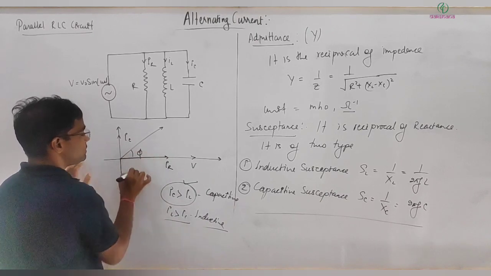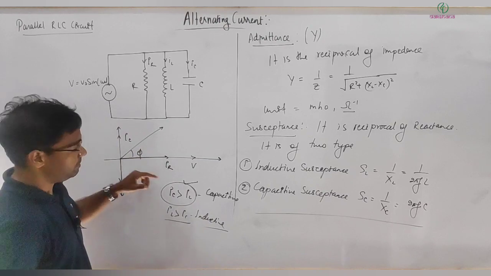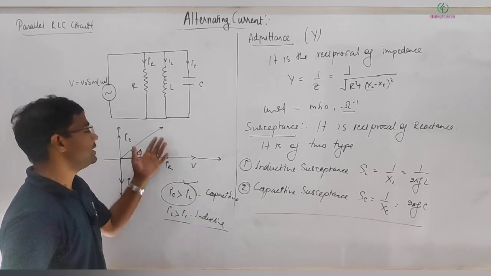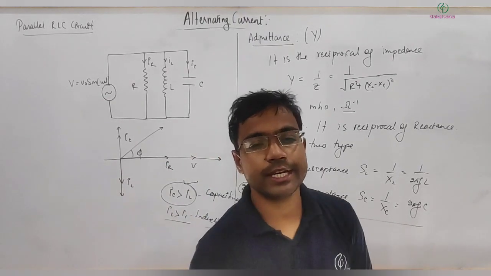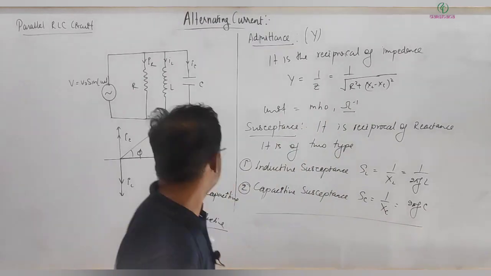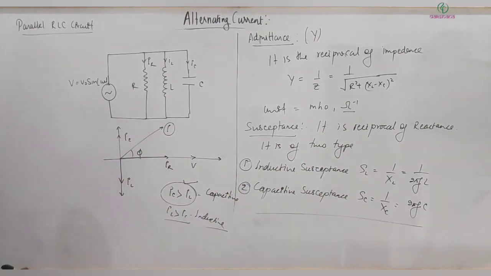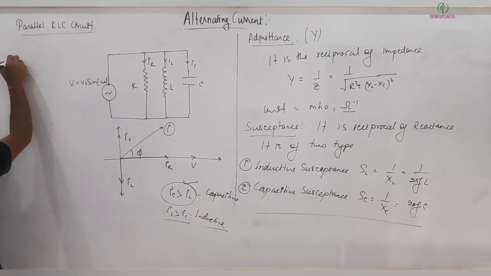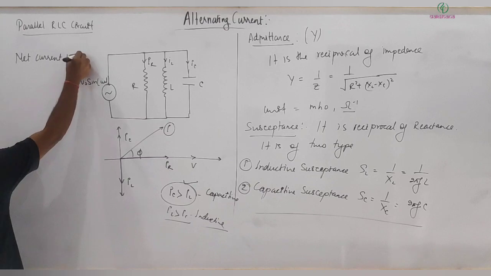So I can write the condition for this. This is the phase phi, this is the voltage which is in the same phase. Net current will depend on which is higher, either it is leading or lagging. If it is effectively a capacitive circuit, it will be leading. If it is effectively an inductive circuit, it will be lagging, right? So in this situation, this is your net current I, the current in the circuit.